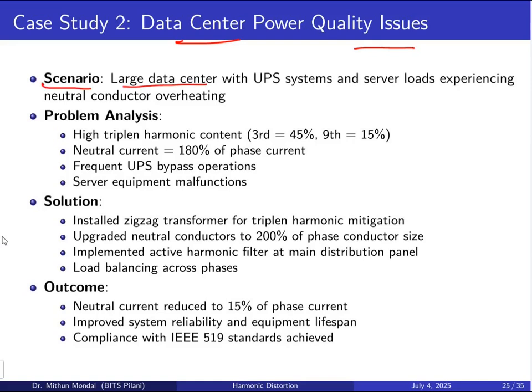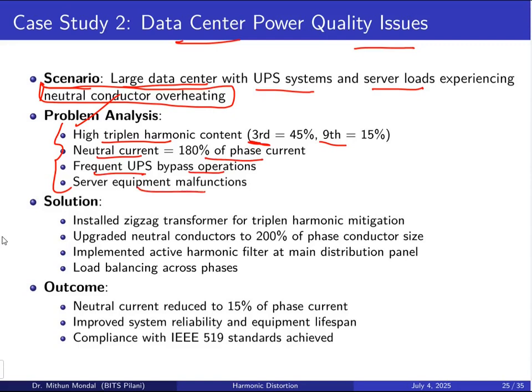So the scenario is there is a large data center which is having the UPS system and the server load, and it is experiencing neutral conductor overheating. So this is what the engineers have found out, and they have done certain problem analysis. The analysis shows the triplen harmonic components present are high. We have seen the triplen harmonics means the third component and its multiples will be there. So third harmonic comprises 45%, ninth harmonic is having 15%. So the neutral current is 180% of the phase current, and there is frequent UPS bypass operation and server equipment malfunctioning. So these are causing the damage.